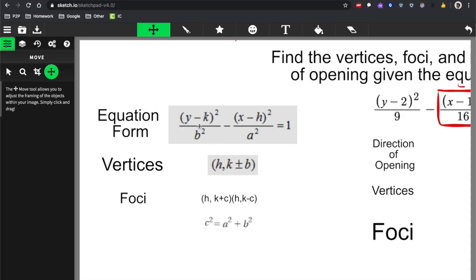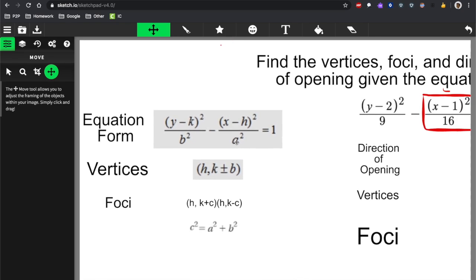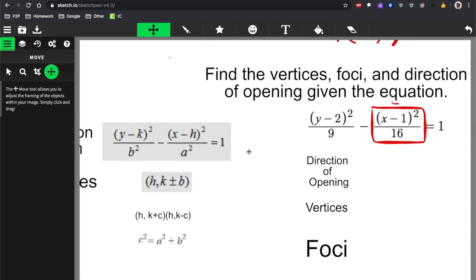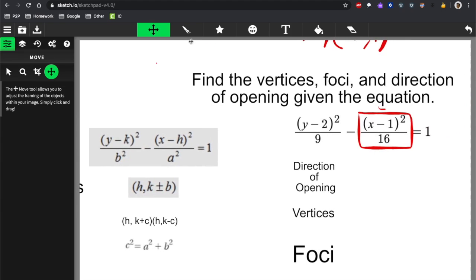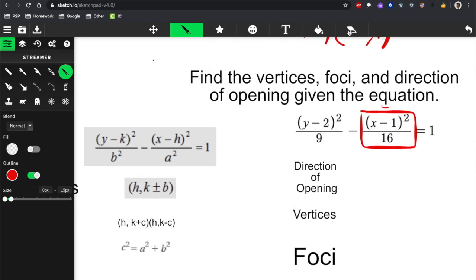Now, if we take a look at the form, we see that it's actually pretty similar to our other equation. Our k value is still after our y and our h value is still after our x. So what I'm going to do now is just label all of our different terms so that we know exactly what is what. Our k value is going to be 2. Our b squared value is going to be 9. And our a squared value is going to be 16. And our h value is going to be 1. I'm going to just write that over here. h is equal to 1.